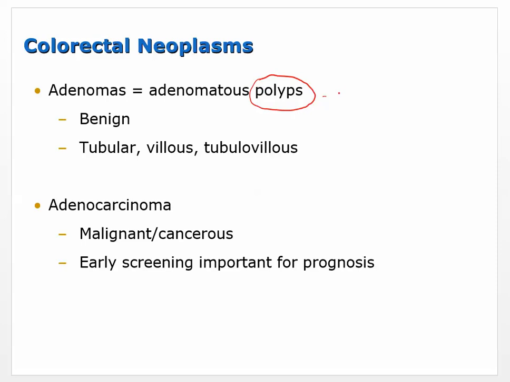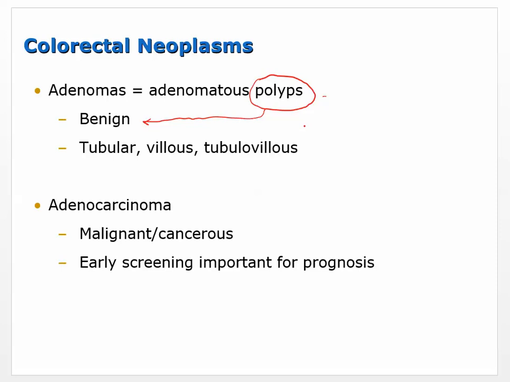Polyps are growths that can occur in the colorectal area, so the colon and the rectum. These tend to be benign. Tubular, villous, tubulovillous, those are some of the ways that they're expressed. But these are benign tumors.